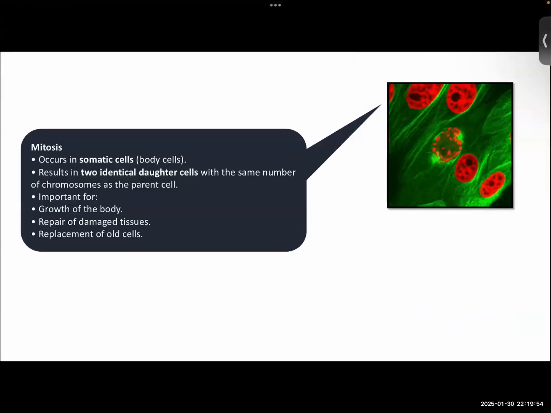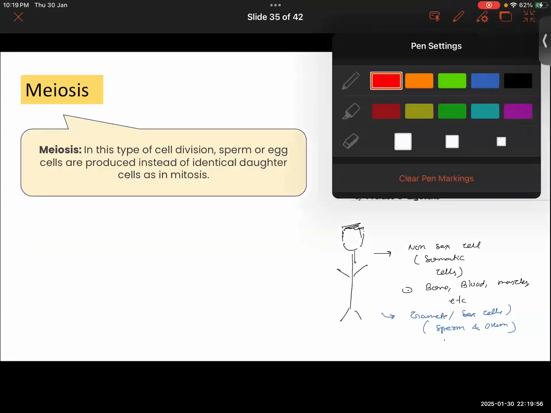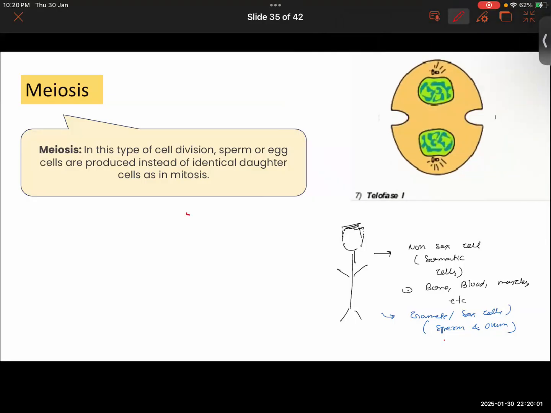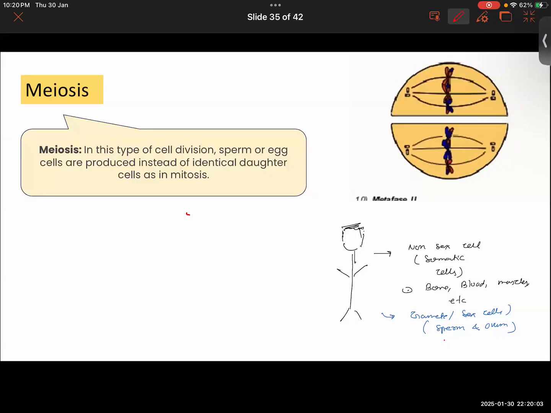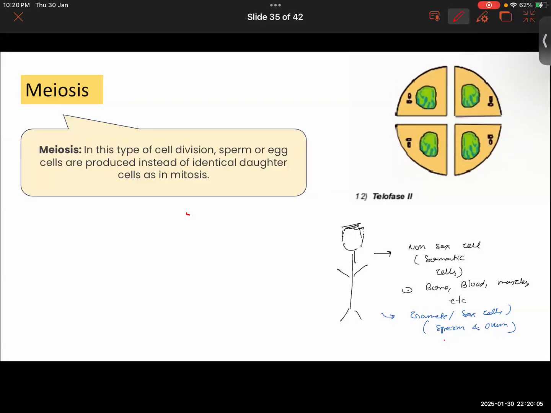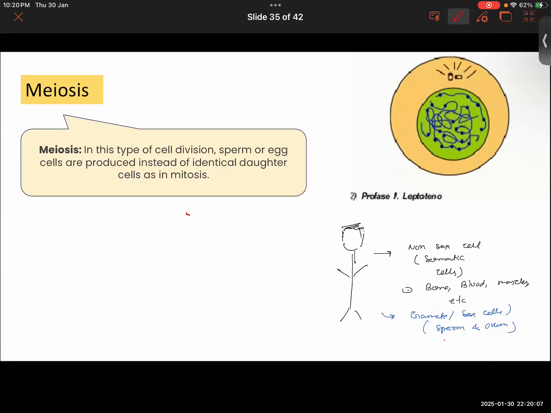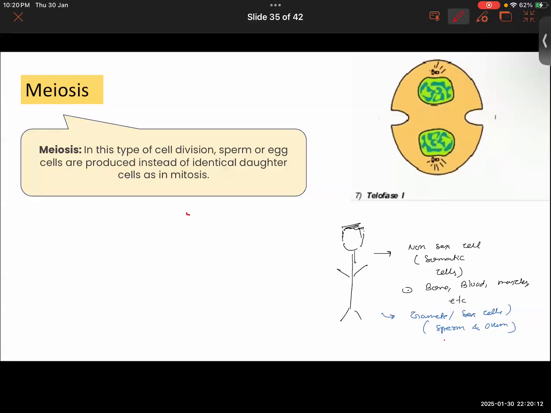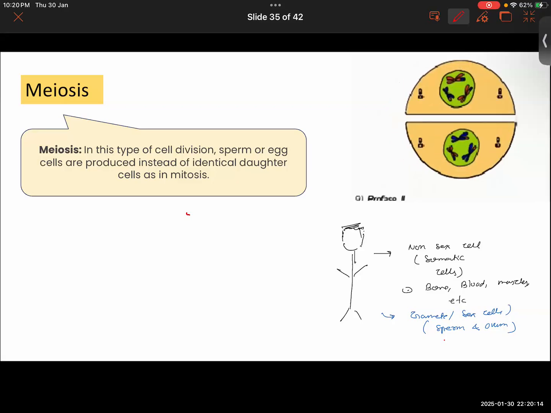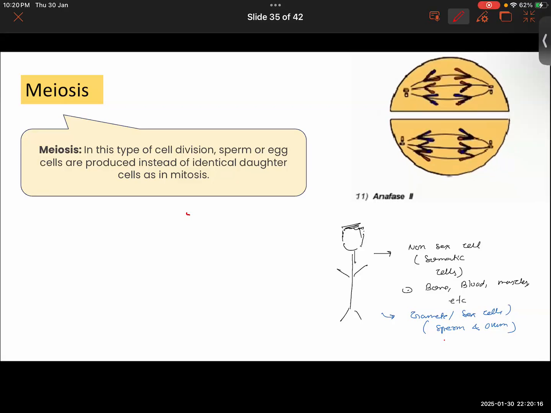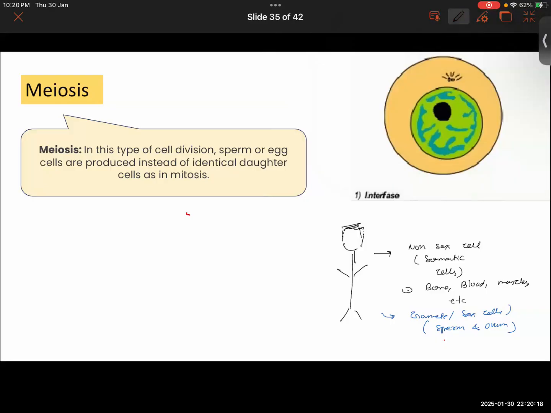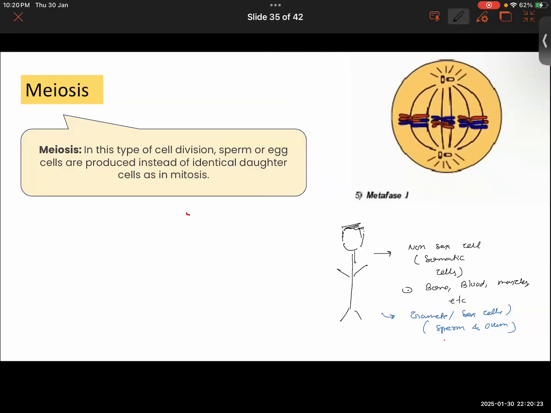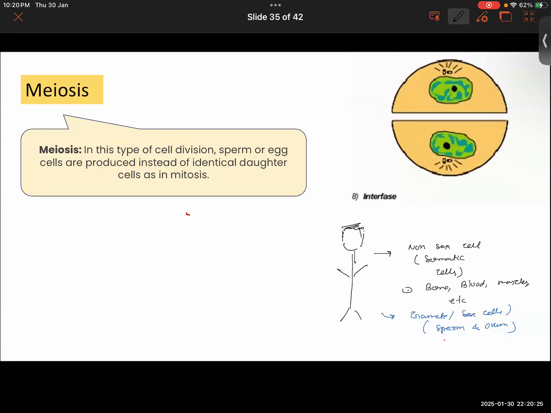So in the process of meiosis, what happens? The parent cell, or basically the given cell, would be splitting up into two parts, and it will result in formation of identical cells. Getting it? So meiosis is the type of cell division in which sperm and ovum would be dividing into two identical daughter cells. Hope you guys are getting this so far. Yes, sir. Okay.